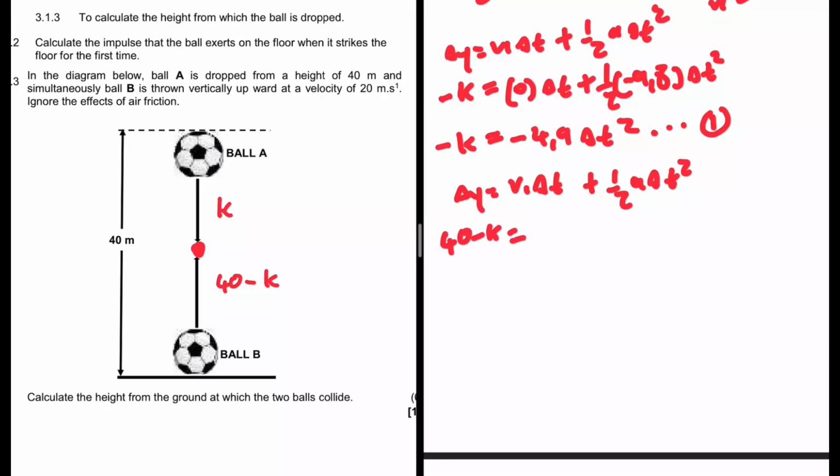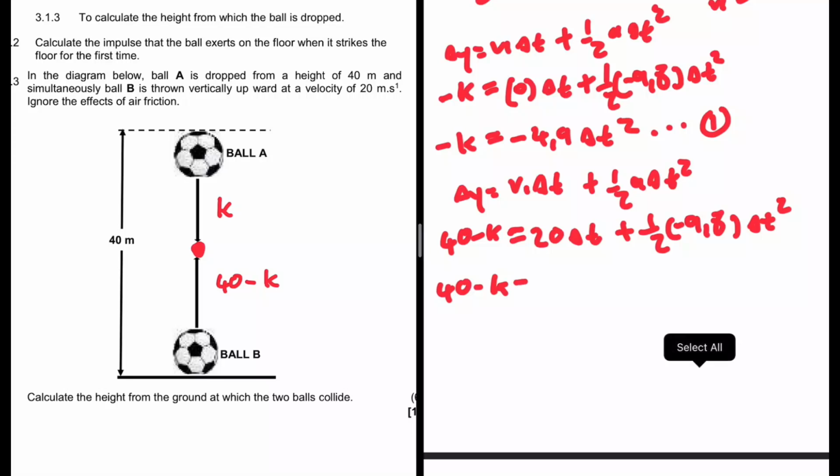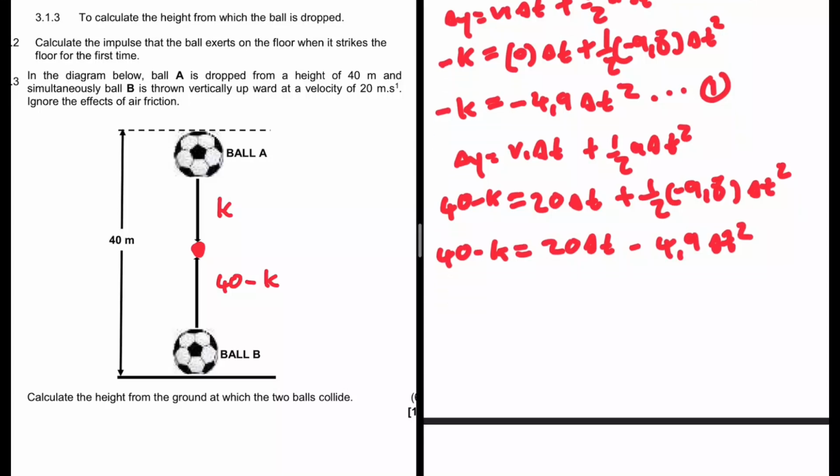That is equal to vi. It is thrown vertically upwards with the initial velocity of 20. So that is 20 delta t plus a half acceleration, which is minus 9.8, delta t squared. So we're going to have 40 minus k equals 20 delta t minus 4.9 delta t squared. Okay. So now at this point we can do a couple of things, right? Because we have 2 equations now.